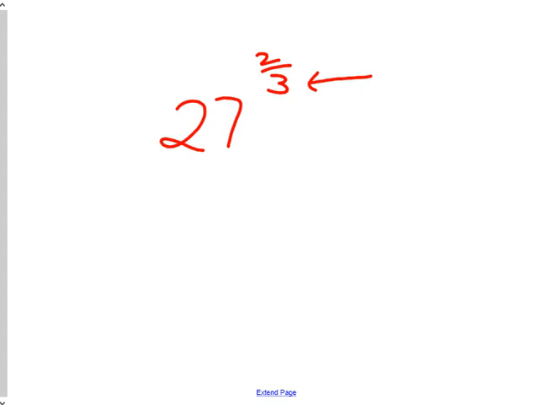So then, is the answer just 3 then? No. It's 3 squared, because this is the power. So this is equal to 9. I want you to prove it to yourself. Grab your calculator, type in 27 to the power of 2/3, and it better come out to 9. And I want you to see then that that means you take 27 to the 1/3 power and then square it. Just stay with me. Grab your calculator.